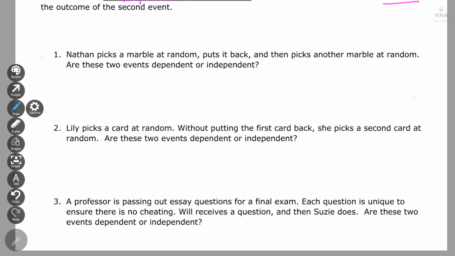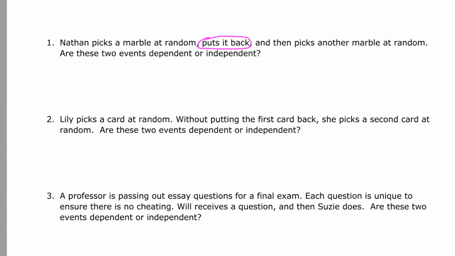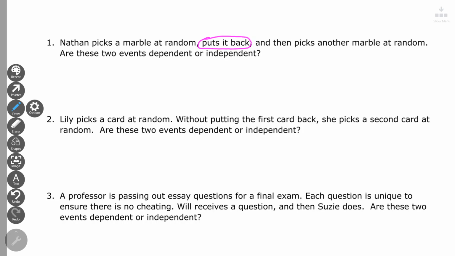Let's look at number one. Nathan picks a marble at random, puts it back, and then picks another marble at random. Are these two events dependent or independent? Now, the key words here are puts it back. So, because he puts it back, these two events are independent.